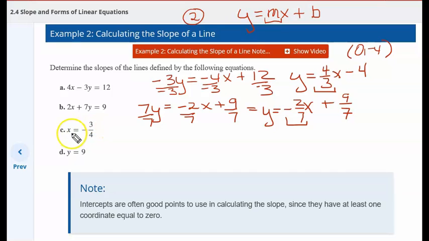Now here, this is a little tricky because there are no y elements. So this is in the form of x equals a. This is a vertical line. It's kind of disguised. You have to be familiar with this. The slope of letter C is going to be undefined. And then here we have y equals 9, which is in the form y equals b, which is 0 slope. Okay.